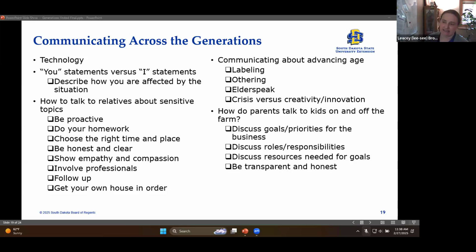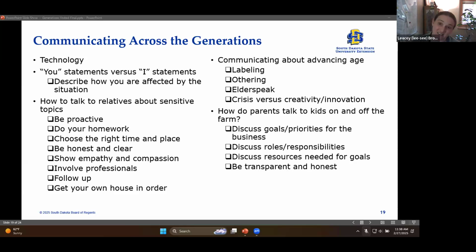Choose the right time and place. I mean, it depends on the conversation. It depends on who needs to be involved. You really want to make sure people aren't tired when you're trying to have these conversations.